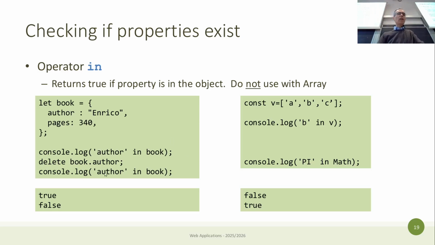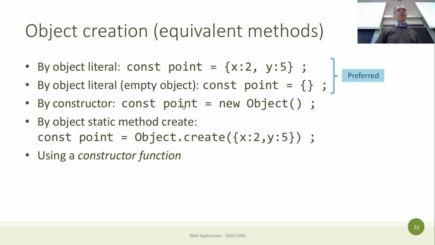You delete it, and it's not there anymore. Make sure you don't just do author equal undefined. You can write author equal undefined, author equal to null, and so on, but it's not the same. The property still exists, it's just another value. If you want to delete it, the only way you have is the delete keyword, the delete operator of the JavaScript language. This is sort of technicalities, let's say.